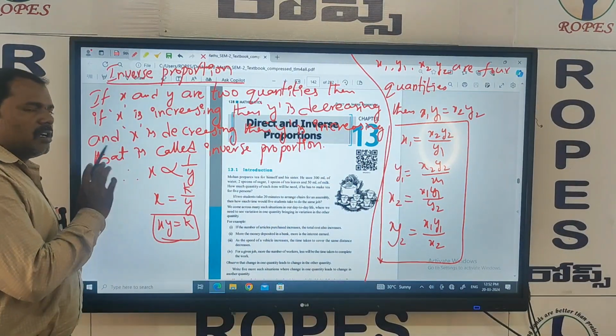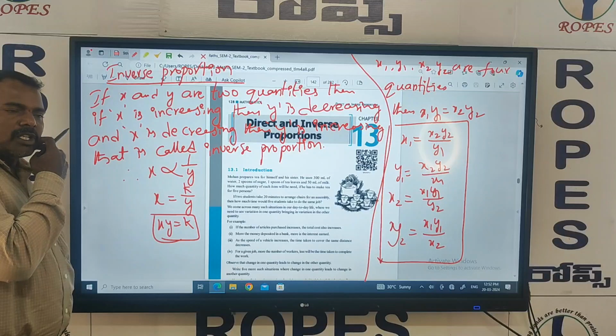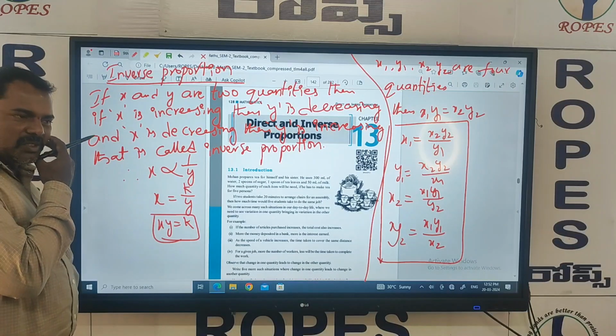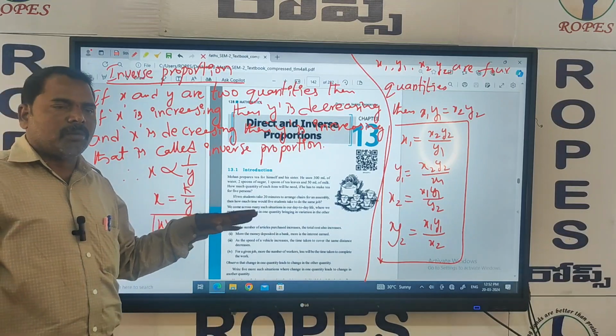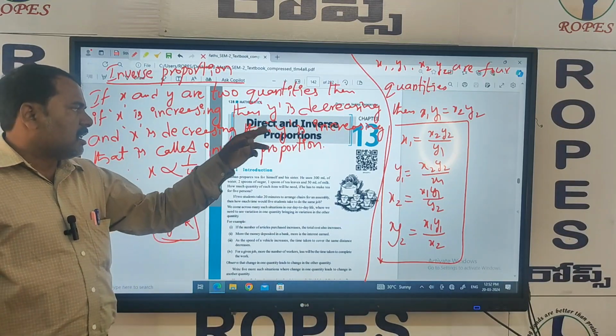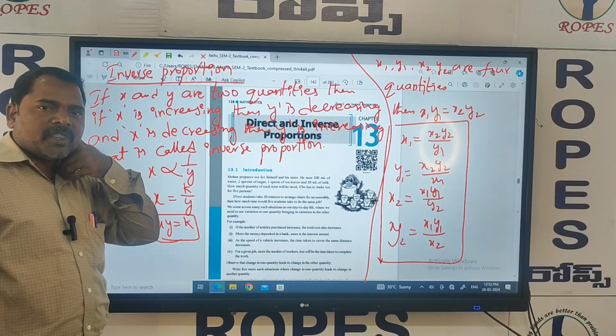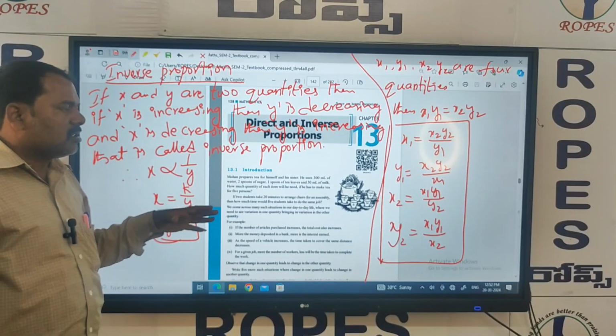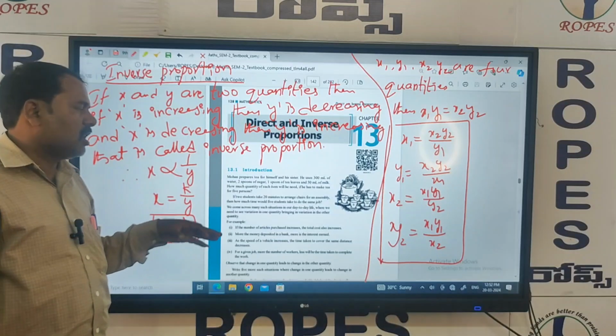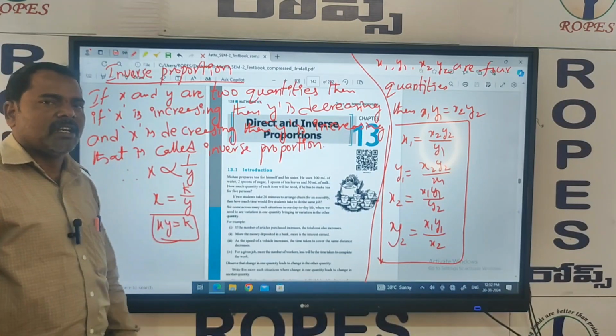So this is direct and inverse proportion, the basic points. Based on these formulas only, we are going to simplify all the problems in chapter number 13, direct and inverse proportion. Please understand this. These formulas are very useful to solve the problems in the 13th chapter.